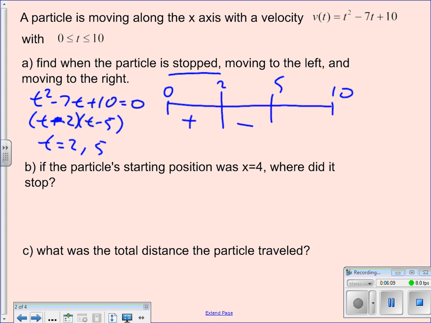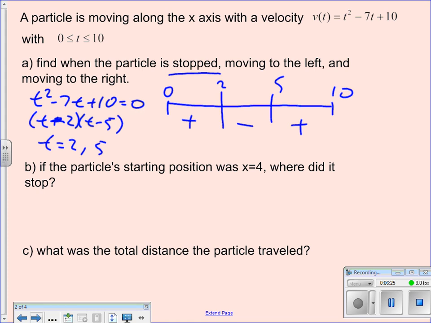Pick a number larger than 5. Let's say 8. 8 minus 2 is positive. 8 minus 5 is positive. It's moving to the positive. So it moves to the right, moves to the left, moves to the right. That's what you need to know.